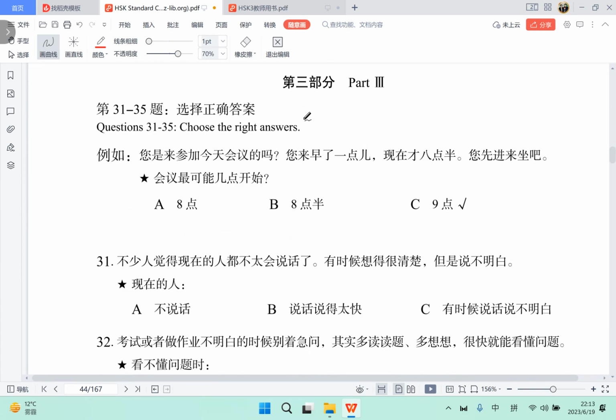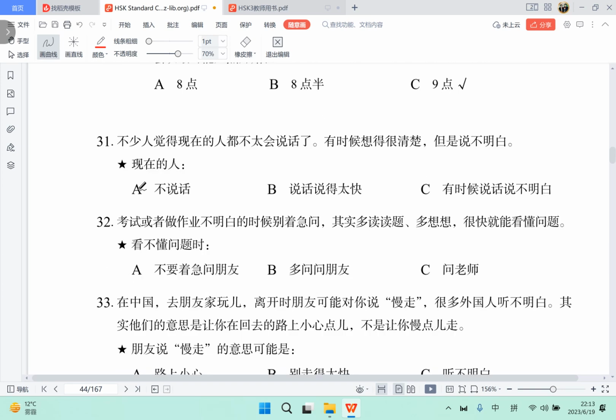OK 第三部分, the third part, we check the statement first. 现在的人不说话, so people nowadays don't speak, it doesn't make sense, right? B 说话说得太快了, speaking too fast. And C 有时候说话说不明白, sometimes they speak but can't speak very clearly, very understandably. 说不明白, they're speaking but it doesn't make sense. I think 说不明白 is more like that.